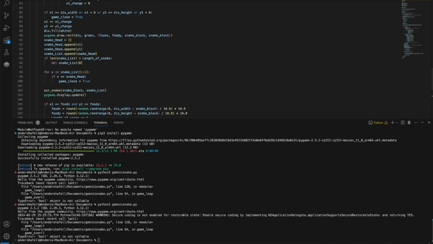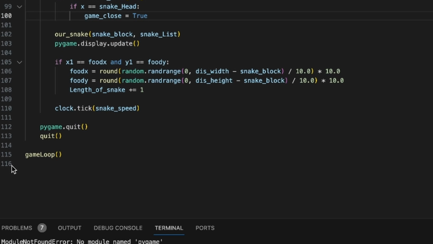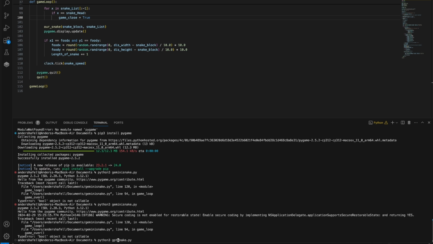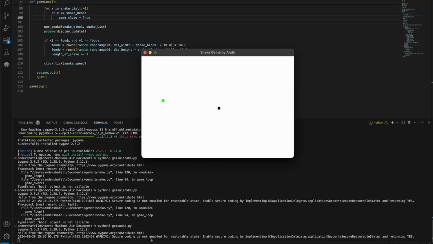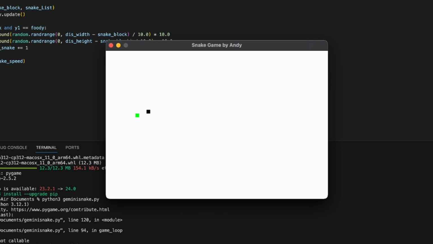Let's check out GPT Snake. It has 115 lines of code, so a tiny bit shorter, but does it work as well? Let's run it, and here it is. I just move my mouse, and it works as well. This one has the light version, which works exactly the same. You cannot see the score at the top, I believe, because this is a white box.